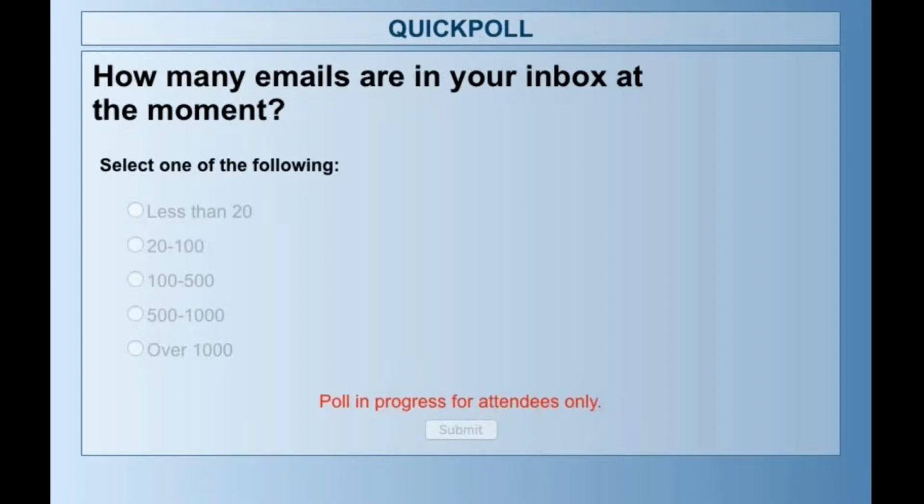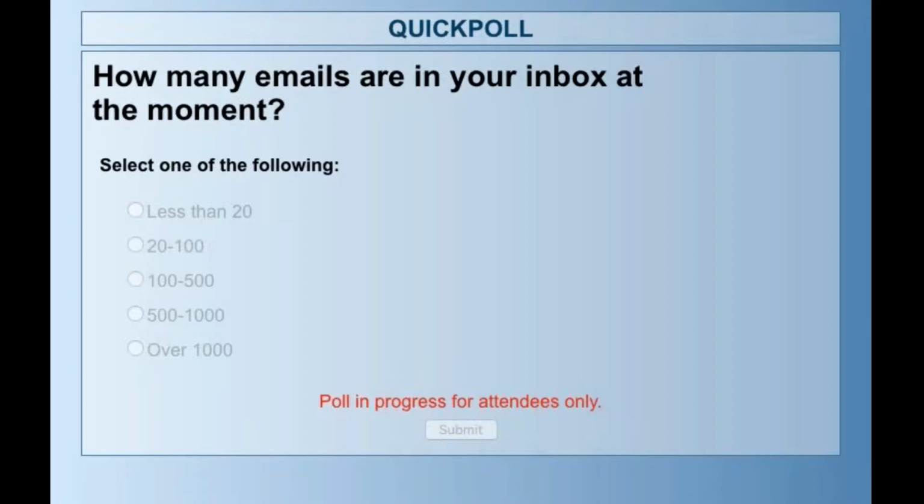And the results are still coming in. I am fascinated that people have less than 20. I am really impressed with that. Okay, so we'll close the poll and we will share the results. So here are the results. The people who have less than 20 emails, you are just amazing to me.